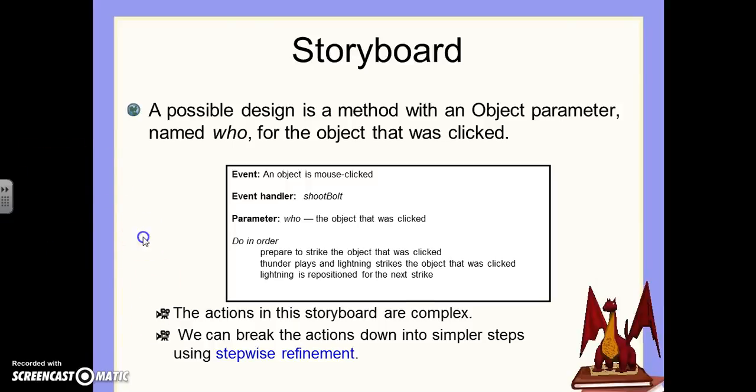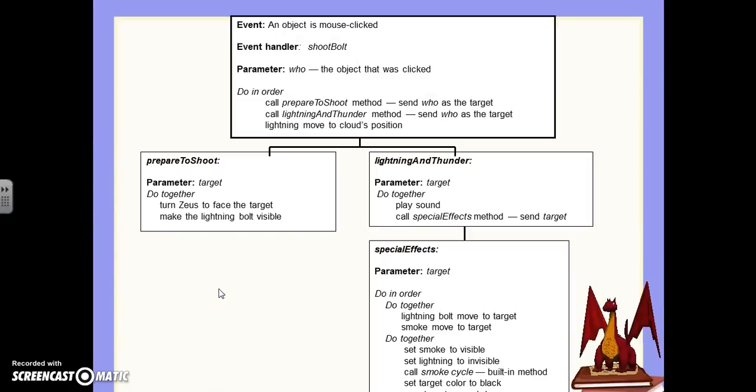So what we want to do here, and again you can see how this can get complex, is we have the event, an object in the world is clicked. When that happens, the event handler is going to shoot the bolt. The parameter is going to be who, and then we are going to call upon different methods within this method to execute the code properly. So we want to call the prepare to shoot method, which is over here. The prepare to shoot method is right here. You can see how that's going to work out. Then we're going to call the lightning and thunder, which is this method right here.